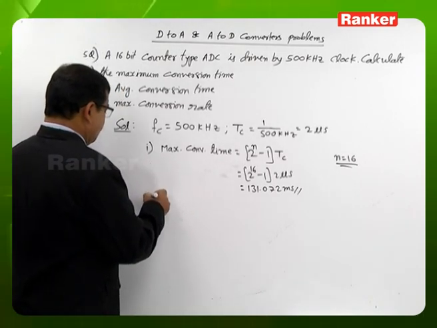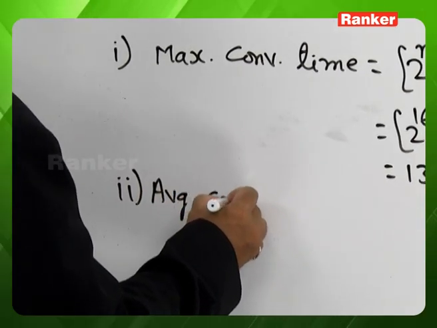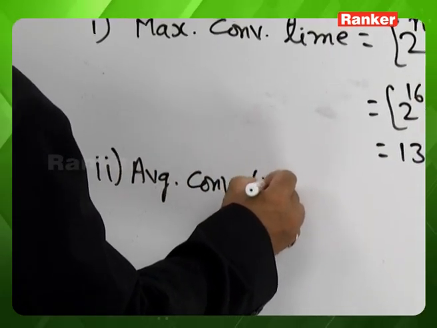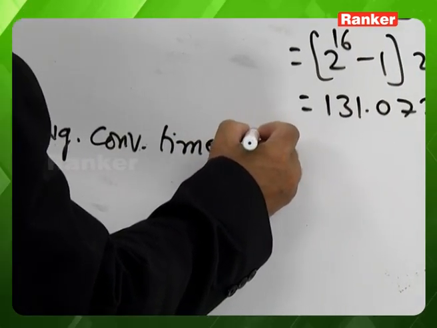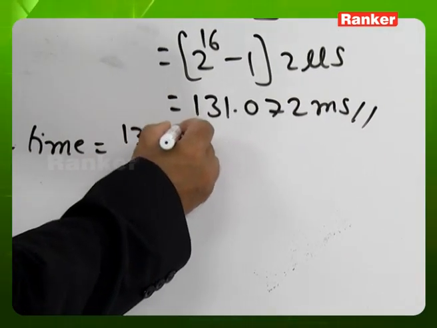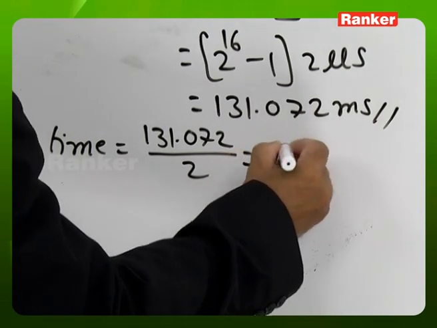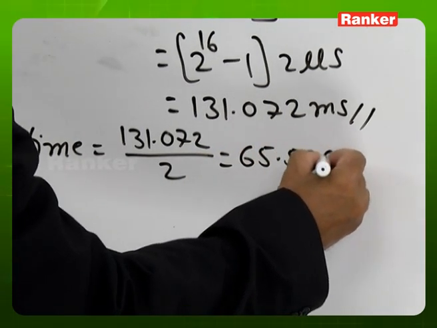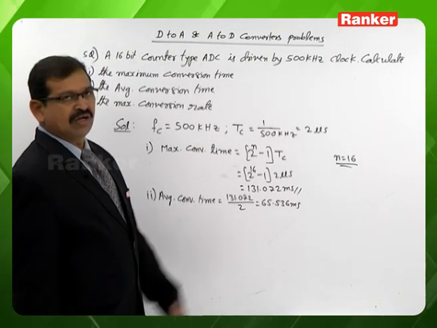The second part we are looking at is the average conversion time. For the average conversion time the calculation is the maximum conversion time divided by 2, that is 131.072 milliseconds by 2. So 65.536 milliseconds. It is the answer to the second part.